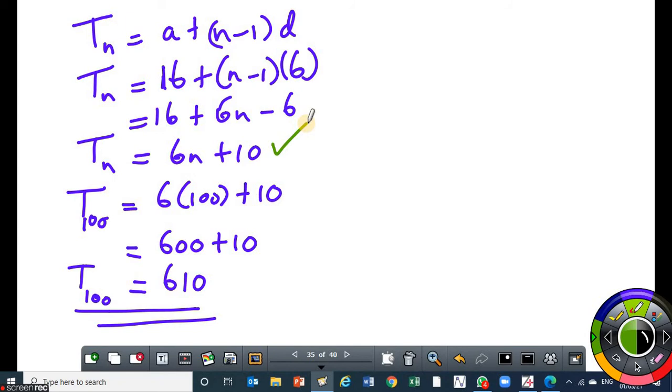Yes? Can you substitute 100 for n? Yeah, you can. But you see, I want to find the general term. You can substitute it. But the question is, what if there's a mark allocated for the general term in the question?